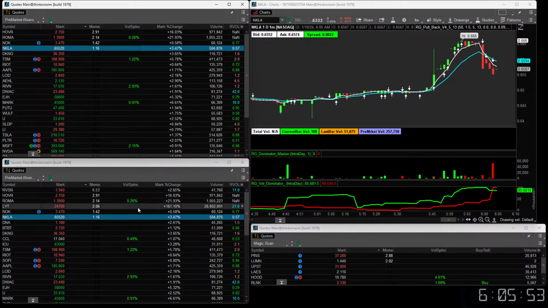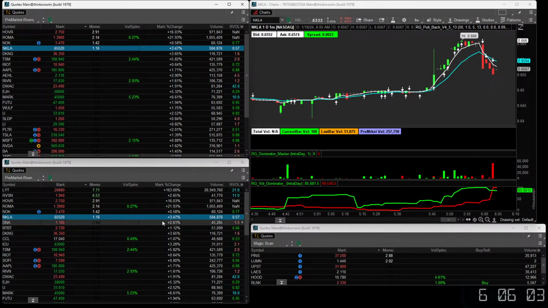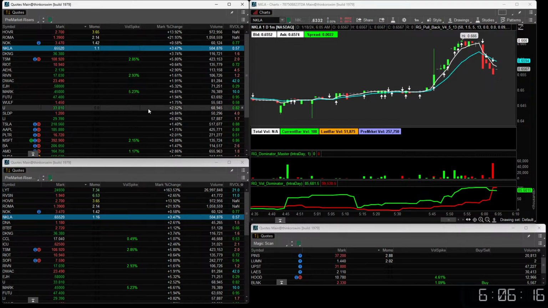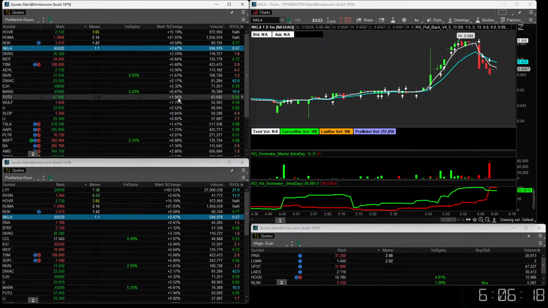This bottom one is not the same as the top one. This one uses the basic ThinkorSwim after hours code. This one down here was custom coded by me. It takes into consideration yesterday's after hours trading and kind of watches them over in pre-market this morning. But they do produce different stocks. That's why I run both of them.